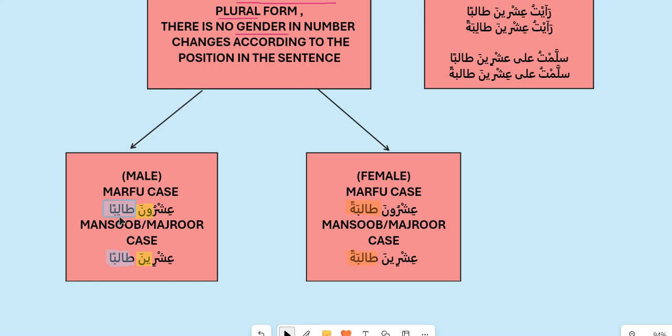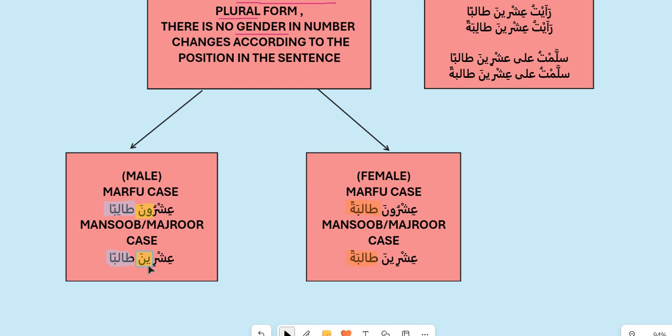If the tamiz is male, can you see the gender change? There is no gender change here. Ishrun will not show its gender. The number will remain in Jama Muzakkar. It will follow the rule throughout from 20 to 90. So in Marfu case, it will show its position by Waw wa Noon. What about Mansoob and Majroor? It will show its position by Ya wa Noon.